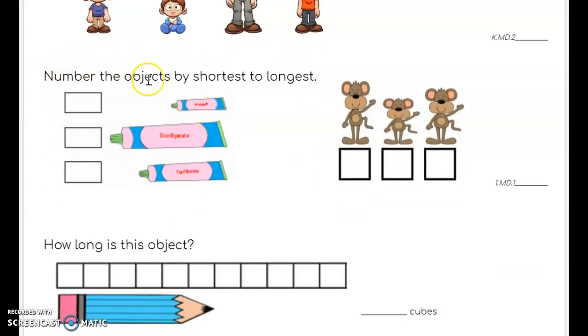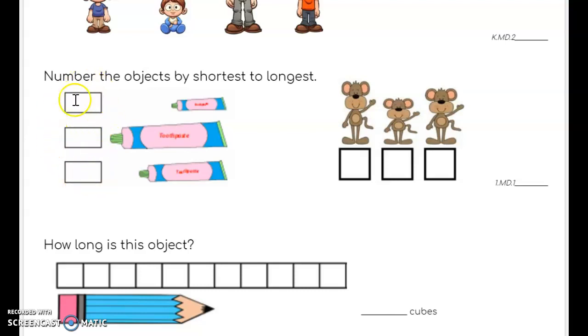For the next section, it says number the objects by shortest to longest. So here I have 3 tubes of toothpaste. Next to those tubes of toothpaste, I have 3 boxes. You're going to use the numbers 1, 2, and 3 to order those toothpastes in order from shortest to longest. So right now, I want you to look at the toothpastes, find the shortest one, find the box next to the shortest one, and put the number 1 in that box. Then I want you to find the next shortest, or the medium one, and put a 2 in that box. Then I want you to find the longest one and put a 3 in that box next to it.